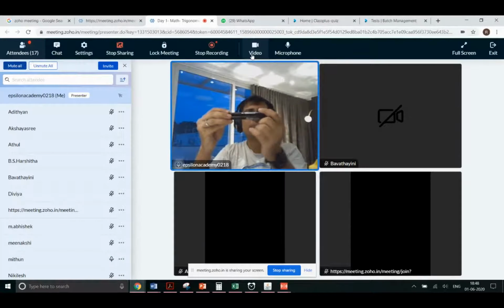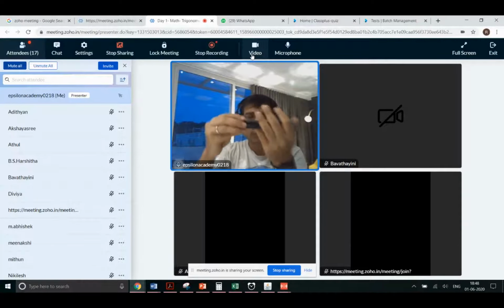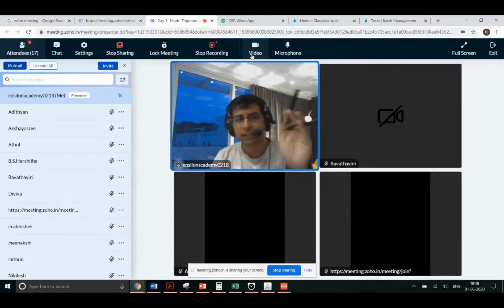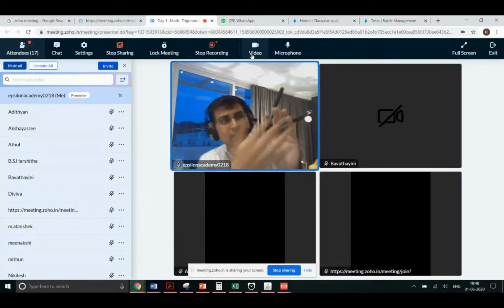Rotate one with respect to another. I'm using the words with respect to in the sense I'm going to keep one of the markers fixed. The other I'm going to rotate. If I rotate it and hold it here, am I able to subtend some angle between them? This is the angle.